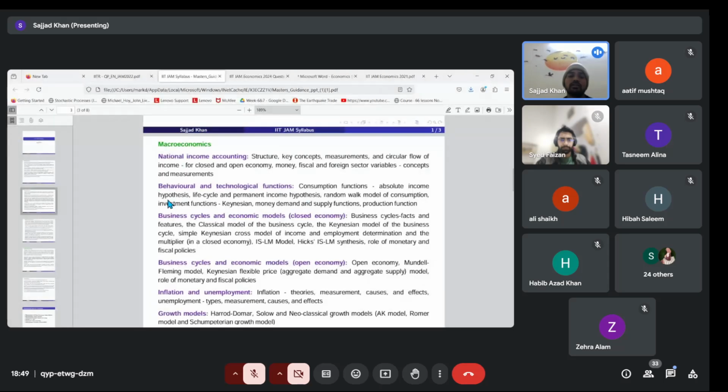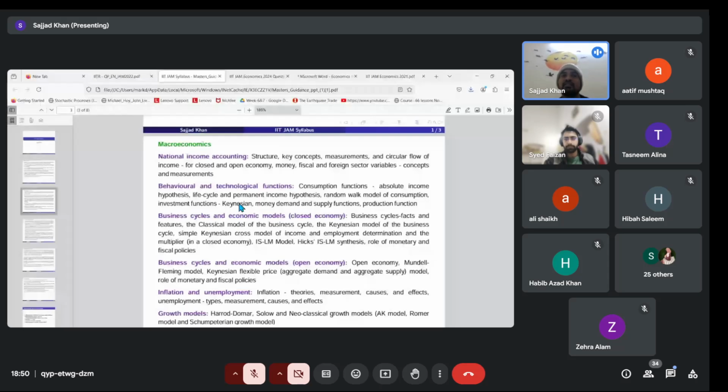Among them, the Keynesian investment function is important to get the multiplier and accelerator effect. Some theoretical questions, and some NET type questions will be asked from these.